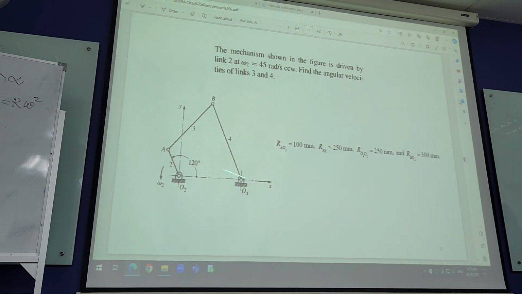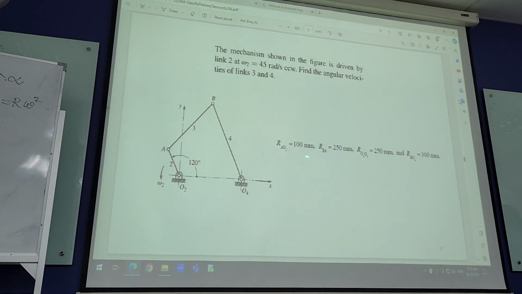Okay, so this is a 4-bar linkage mechanism, like I said. The dimensions will be there, so I'll just try to explain this. Ground link O2, A, B, O4, B. So 4 links, right? The global coordinate axis is shown, X, Y.